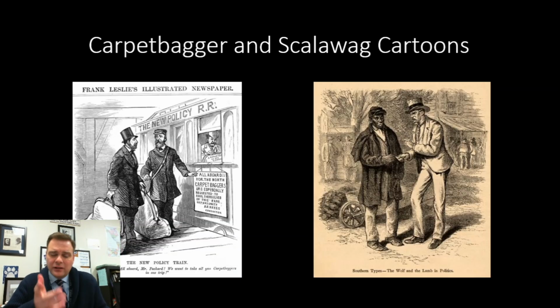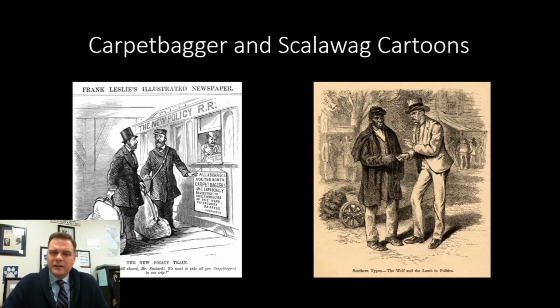These two cartoons here illustrate what we're talking about. On the left, there's two gentlemen on a platform next to a train, and they have their carpet bags getting ready to go to the South. As you can see within the passenger car, there's a man who looks somewhat sinister with his carpet bag. So you can imagine what Southerners thought of all these Northerners coming down and what they were trying to accomplish.